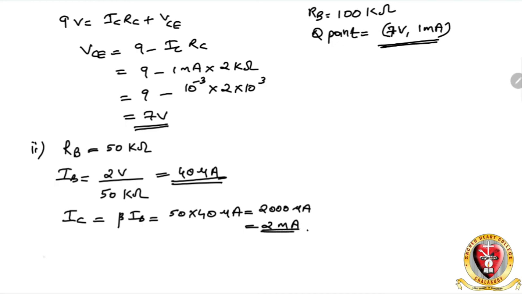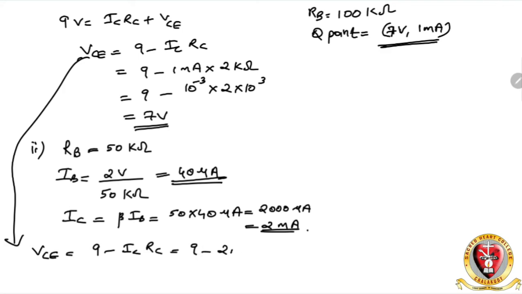Now we have to find VCE. From this equation, it is clear that VCE is equal to 9 volt minus ICRC. So 9 minus ICRC, that is equal to 9 minus 2 milliampere into 2 kilo ohm. So that is equal to 9 minus 4, that is 5 volt.